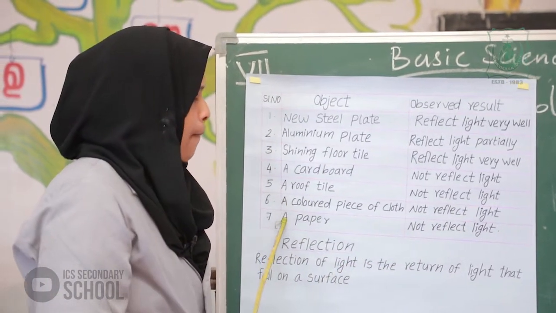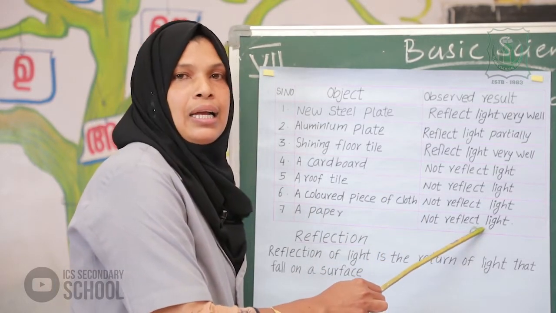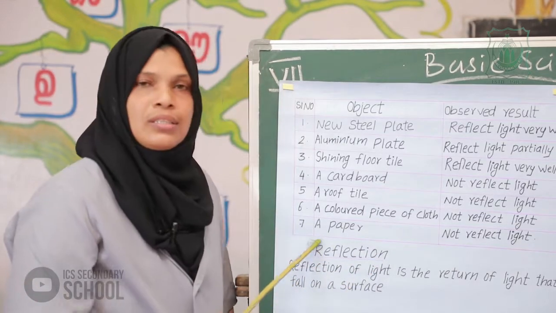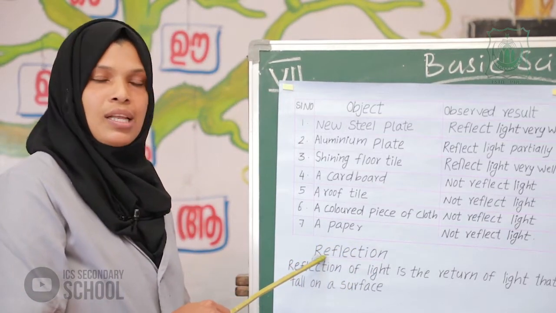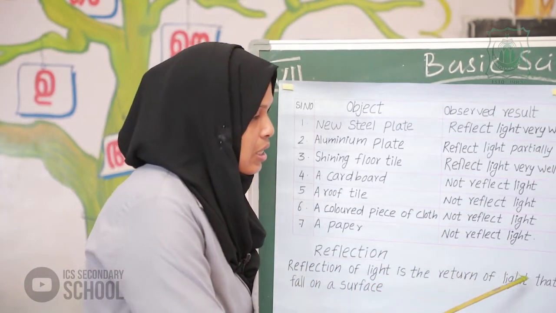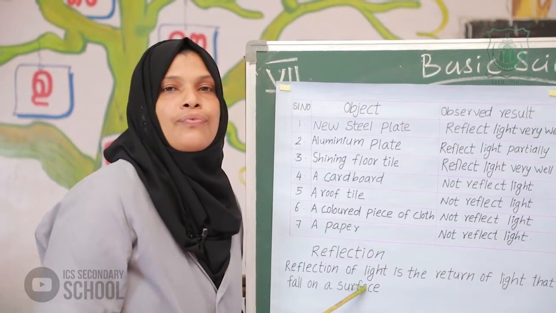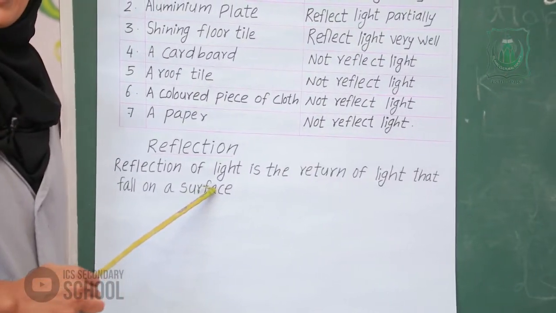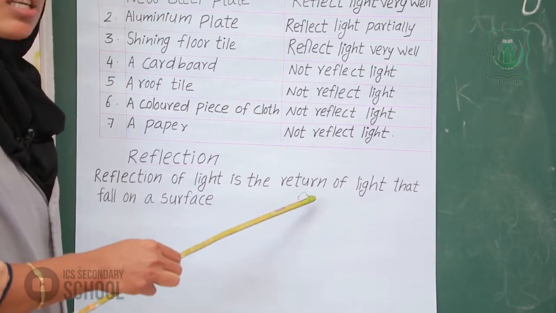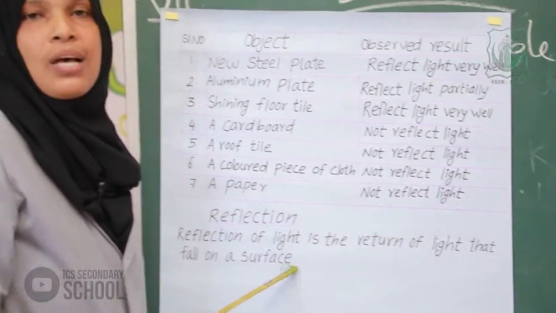Then a paper does not reflect light. Then what is meant by reflection? Reflection of light is the return or comeback of light that falls on a surface.